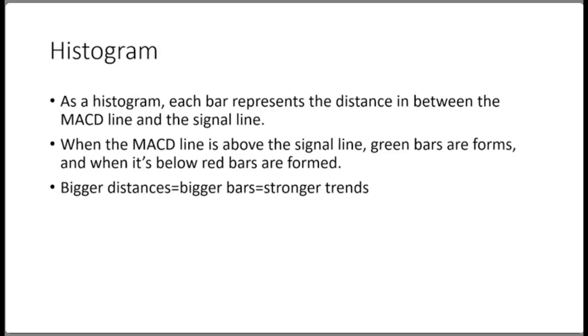As a histogram, each bar represents the distance in between the MACD line and the signal line. When the MACD line is above the signal line, green bars are formed, and when it's below, red bars are formed. Bigger distance equals bigger bars, which equals stronger trends.